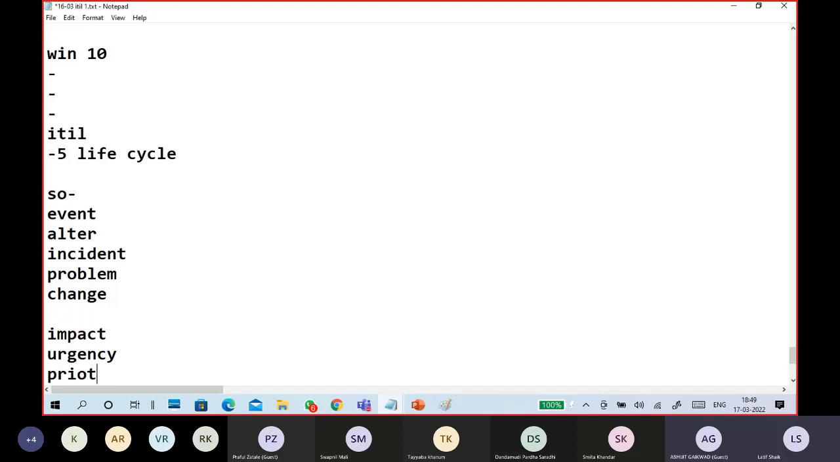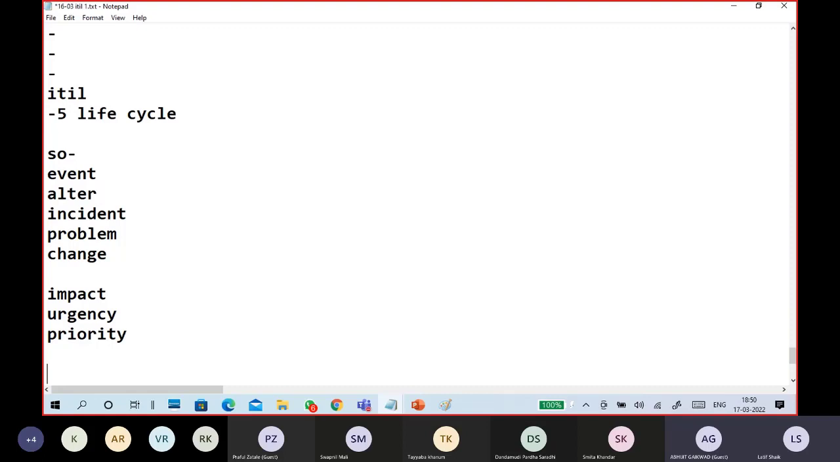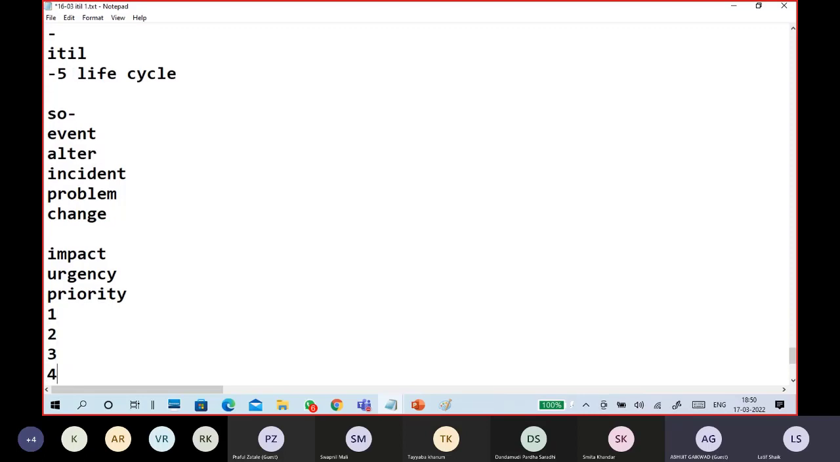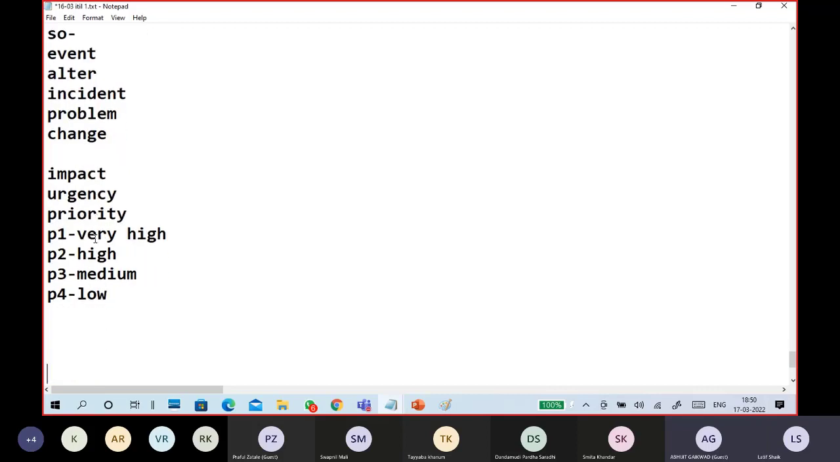priority. What is urgency or priority? So you give priority to certain tasks, right? So P1, P2: 1 means higher priority. Okay, 2, 3, 4. Some people put P1, P2, P3, P4. This is low, this is medium, this is high, this is very high. Okay, like this for everything. These levels are there.